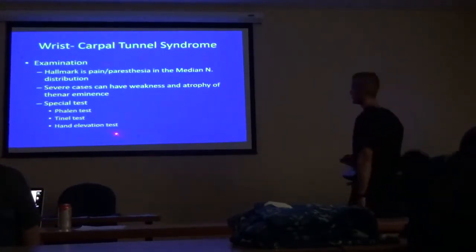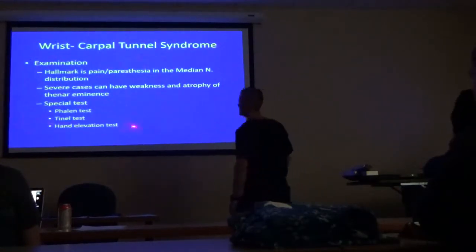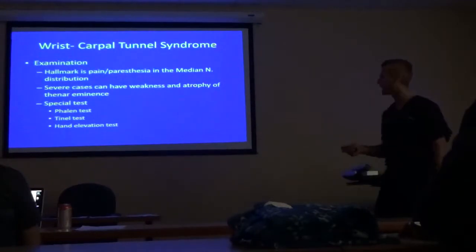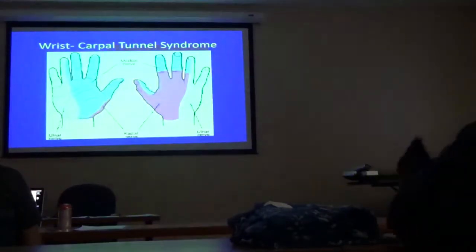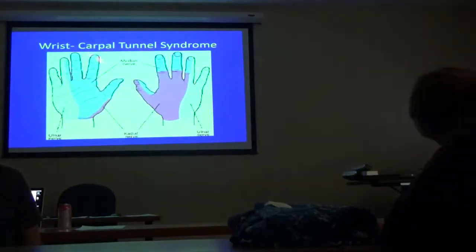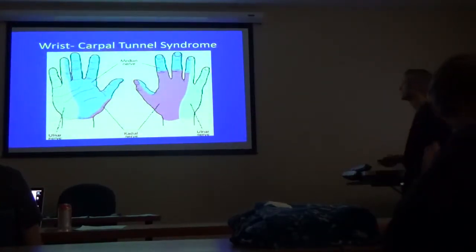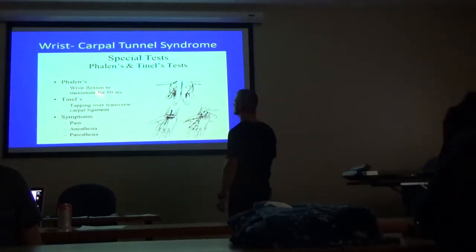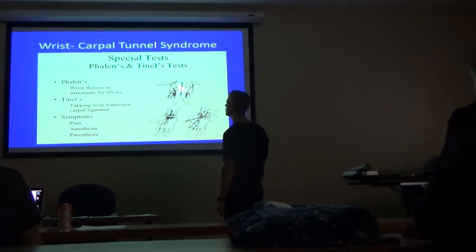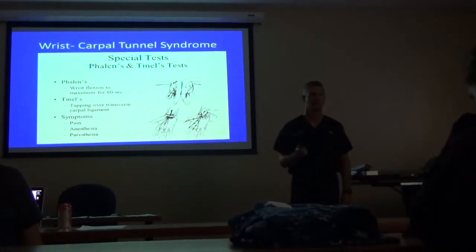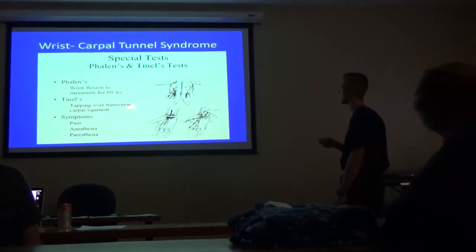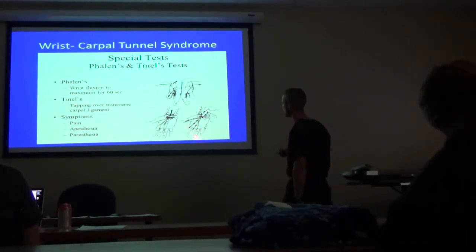Phalen's test, Tinel's test, hand elevation test. Know these two. There's going to be test questions somewhere along the line. Know the median nerve thing, right? Median nerve, we kind of discussed that. Ulnar nerve, radial, right? Phalen's test: flex the wrist to maximum for 60 seconds, which reproduces the pain in the area. Tinel's test: tapping over the transverse carpal ligament produces shooting pain, right?